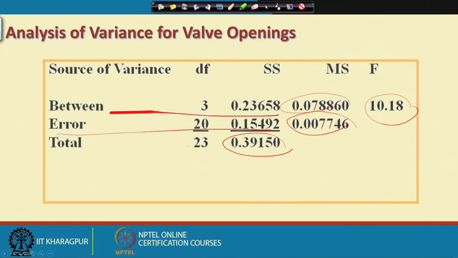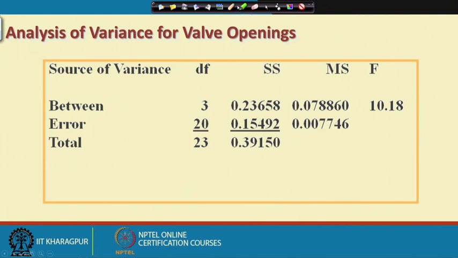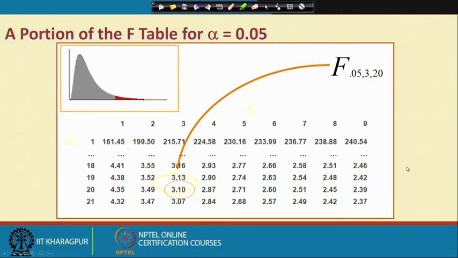Now, to get the inference about this calculated value, which is on the basis of sample information, we fix alpha, and we already have the degrees of freedom on the basis of samples, and we would like to know the critical value. So, the critical value for this structure is like this here. Fixing alpha equal to 0.05 and degrees of freedom 3 and 20, you go this way and this way, then you will find here the critical value.